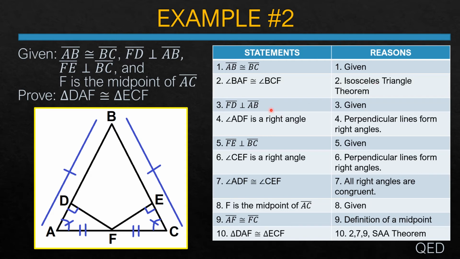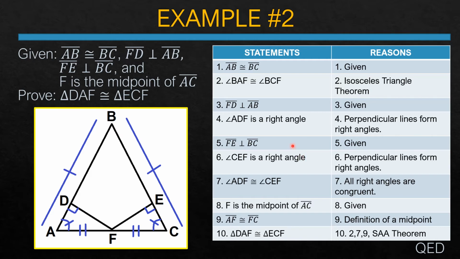Statement 3 is another given. Line segment FD is perpendicular to line segment AB. Statement 4 is the consequence of statement 3. Angle ADF is a right angle because perpendicular lines form right angles.